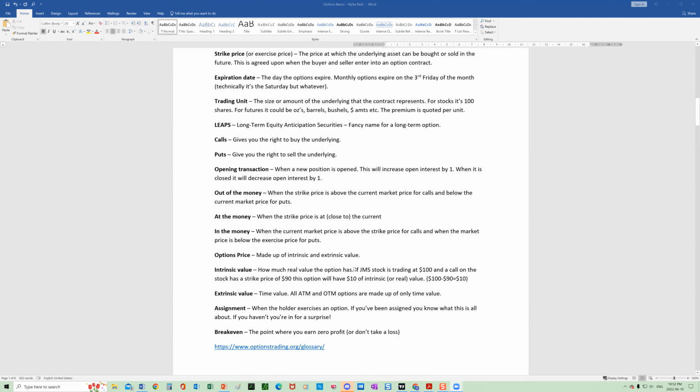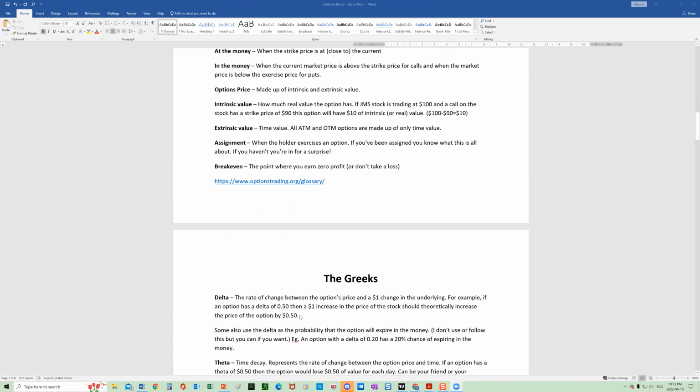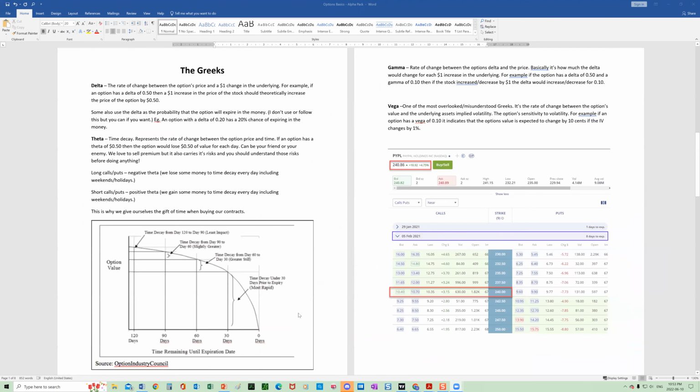And then the break-even point is basically where you earn no profit. If you want more details, you can go to optionstrading.org, and that glossary there is really, really good. So now let's talk a little bit about the Greeks. Let me just make this a little bit smaller so that you can see it.